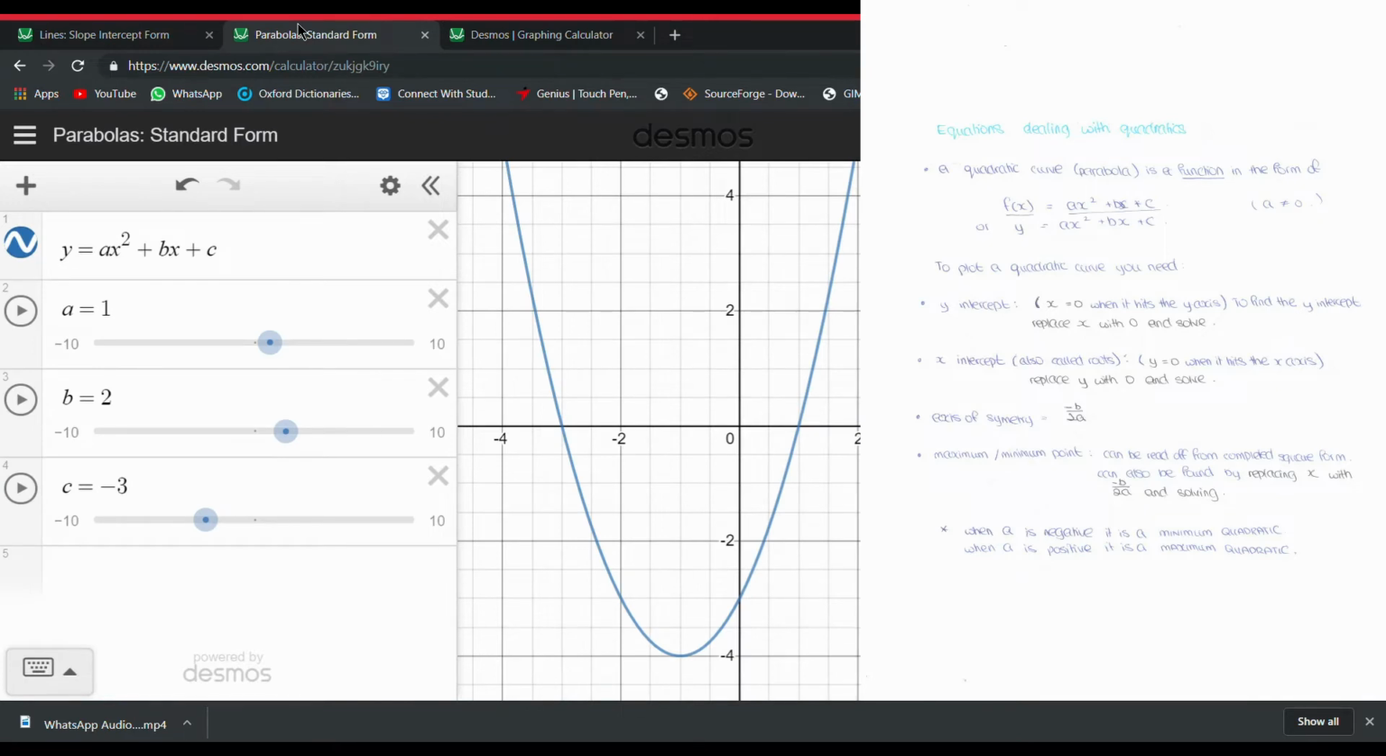There are a few things you need. You need the y-intercept, you need the roots or the x-intercepts, those are the two places it hits the x-axis, and you need the maximum or minimum point. Now, to find these, you could use equations.